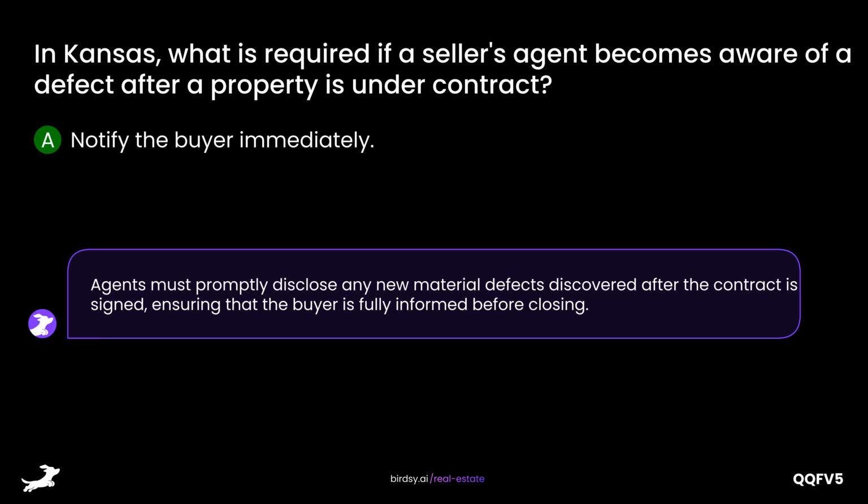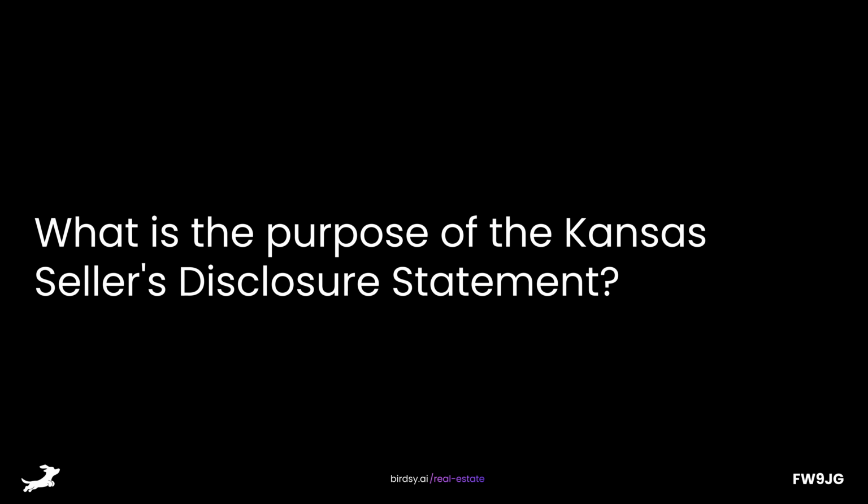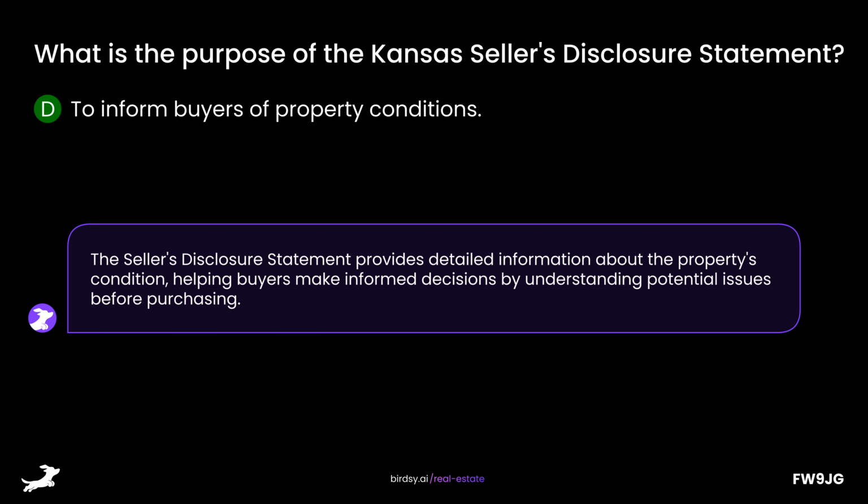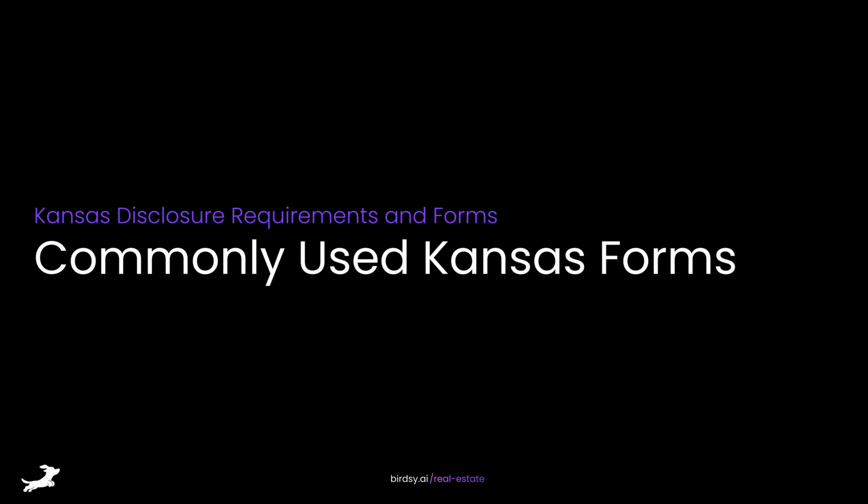What is the purpose of the Kansas seller's disclosure statement? Is it A, to list the property's sale price, B, to outline the terms of the sale, C, to disclose agency relationships, or D, to inform buyers of property conditions? The answer is D, to inform buyers of property conditions. The seller's disclosure statement provides detailed information about the property's condition, helping buyers make informed decisions by understanding potential issues before purchasing. Commonly used Kansas forms.